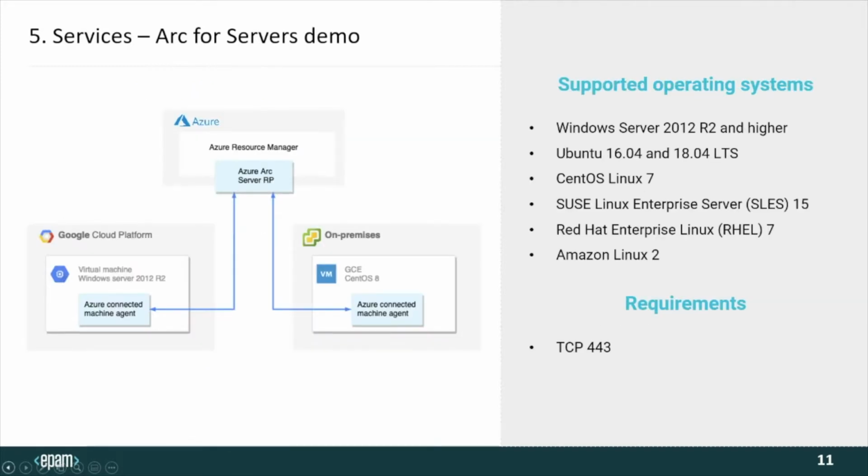So let's move on to the servers demo. Unfortunately, I don't have the on-premises server anymore, but I will show you the Windows server that runs on GCP. The important thing to show in this diagram is that there's a two-way communication towards Azure, thanks to the connected machine agent. So let's take a look at the server that's inside Google Cloud.